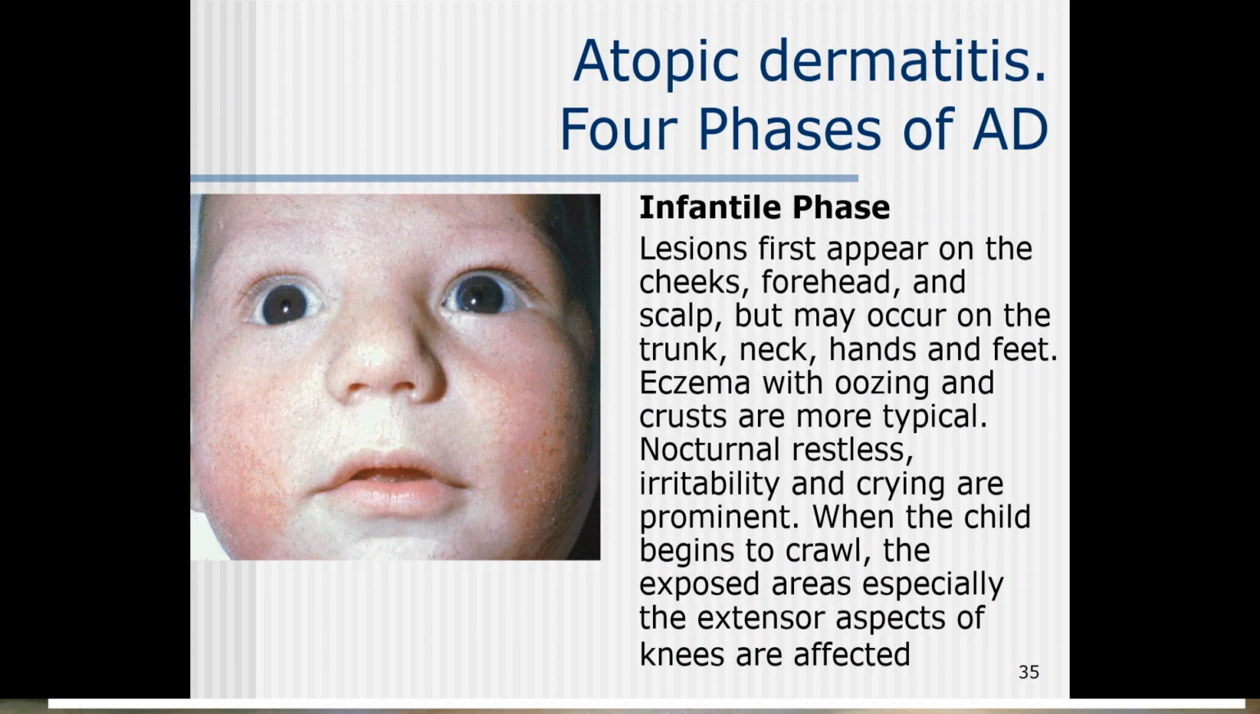Infantile phase. Lesions first appear on the cheek, forehead, and scalp, but may occur on the trunk, neck, hands, and feet. Eczema with oozing and crust is more typical. Nocturnal restlessness, irritability, and crying are prominent. When the child begins to crawl, the exposed areas, especially the extensor aspect of the knees, are affected.